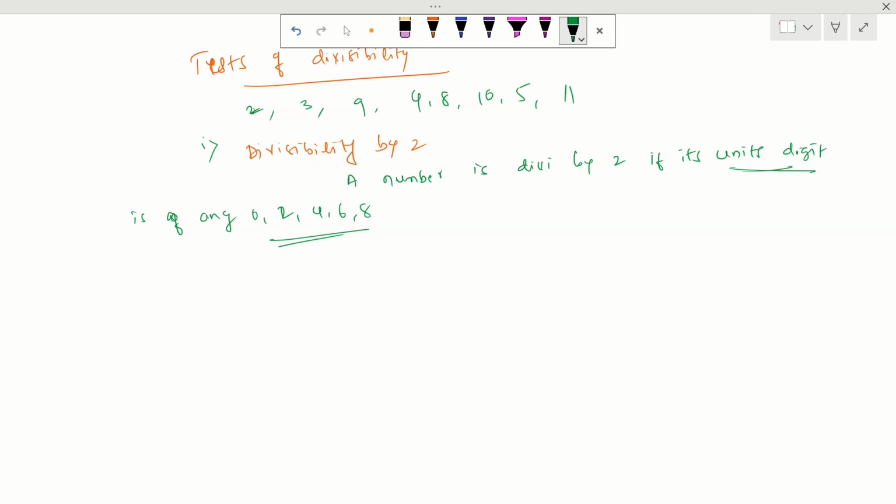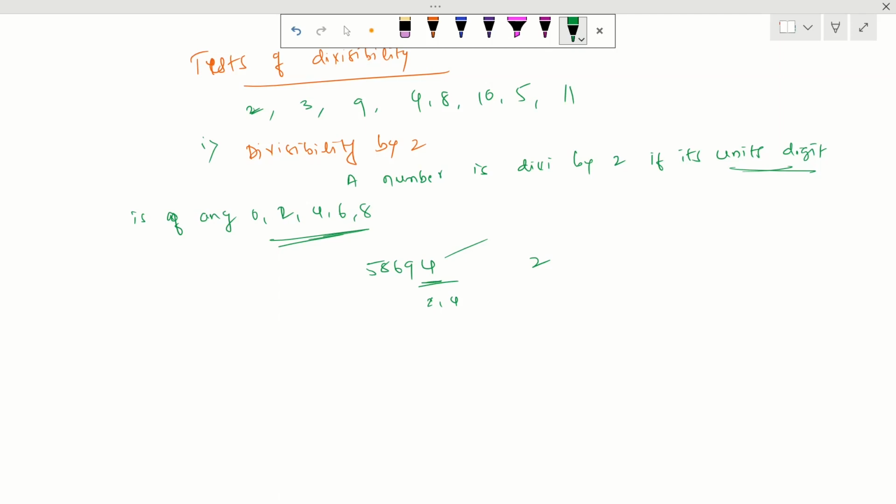So I will give one example here. 5869 4. What is the unit digit of this? 4. So 4 is divisible by 2, and it is divisible by 4 also. Then we can say this number is divisible by 2.